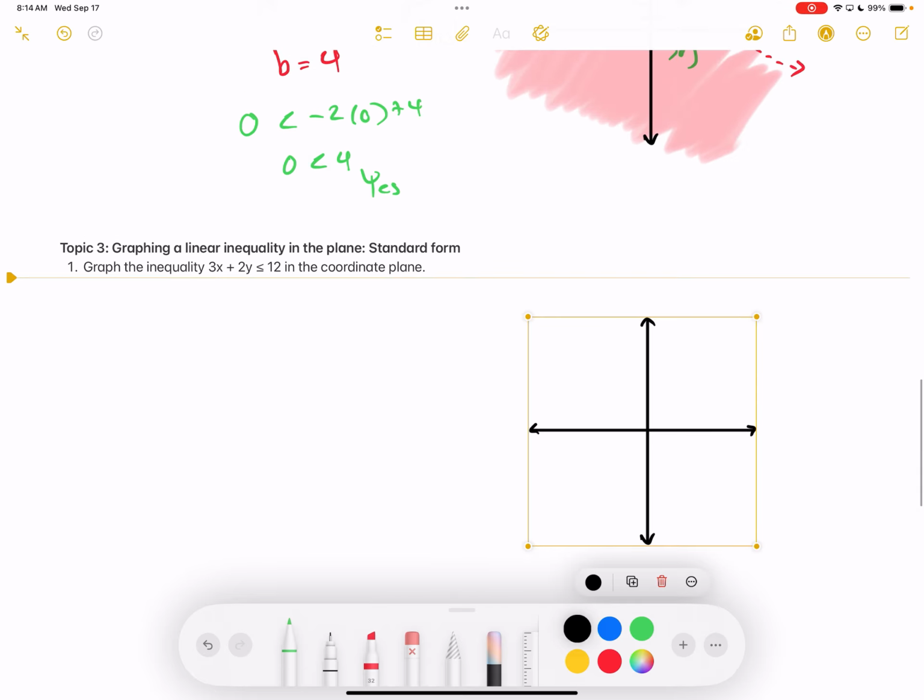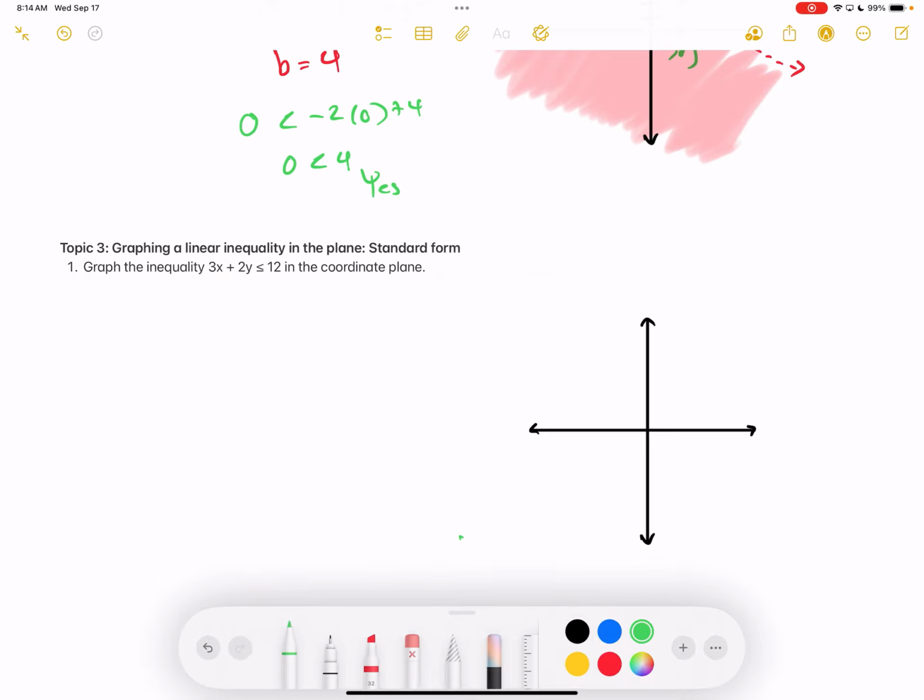All right, next one. I don't know why it keeps doing that to me.